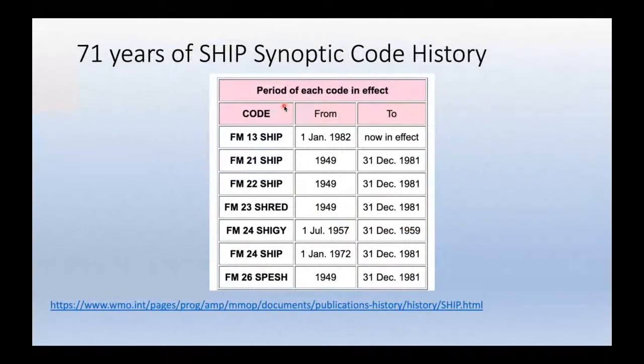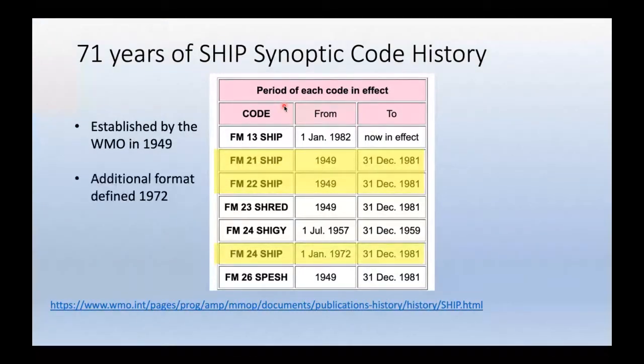So the ship synoptic code has been around in something approximating its current form for about 71 years now, going back to 1949. I think there were codes being used prior to that that contain much of the same information, but things began to get formalized and unified by the WMO not long after World War II. It's gone through a couple of evolutions where various codes coexisted for a period of time. And then in 1982, they got consolidated into one more or less uniform synoptic weather report for ships.